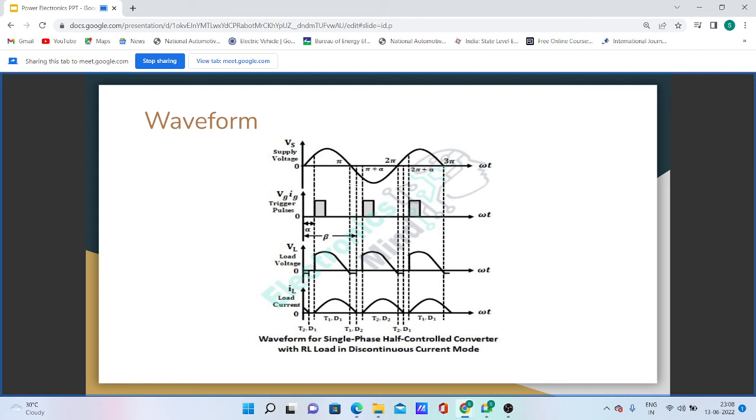Now during negative half cycle of AC input, D2 is already conducting and thyristor T2 is fired at omega t equals pi plus alpha, and connects the load directly to supply, that is, load voltage is equal to supply voltage. Current flows through T2 and the load. In this way the operation is repeated. Next slide.